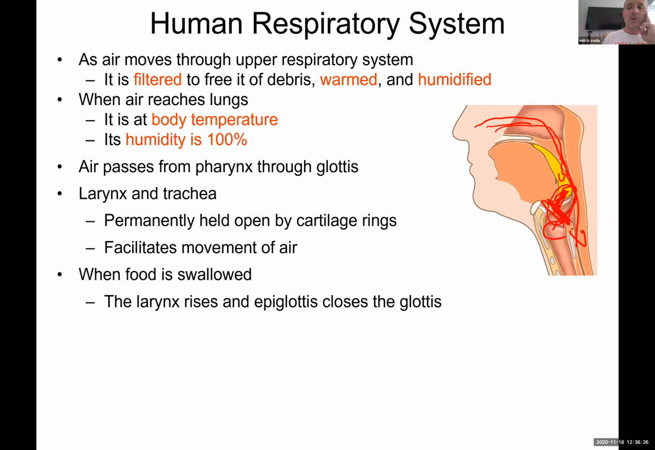Now in this region right here, we have the larynx. What is the larynx? The larynx is also known as the voice box. The larynx is a muscle. When you get a sore throat, you get an inflammation of the larynx, and that's why we can't speak properly, because of that inflammation. So your larynx is not a bone or cartilage, it's actually a muscle.